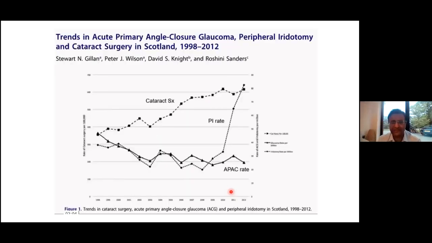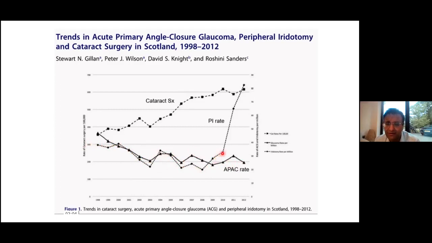So to solve this mystery, whether it is the YAG PI which reduced the rate of acute presentation, or the cataract surgery which reduced the rate of angle closure, a very nice study from Scotland came up in 2012, and that showed that as the cataract rate rises, the presentation of the acute, the solid line, is reducing. And it also shows that this reduced rate of angle closure has nothing to do with the rate of increasing YAG PI. So you can see this dotted line is YAG PI. There is no relationship between them.